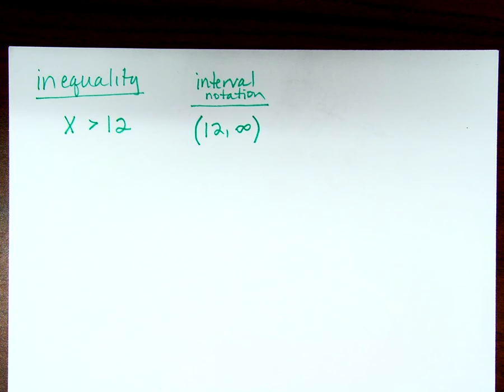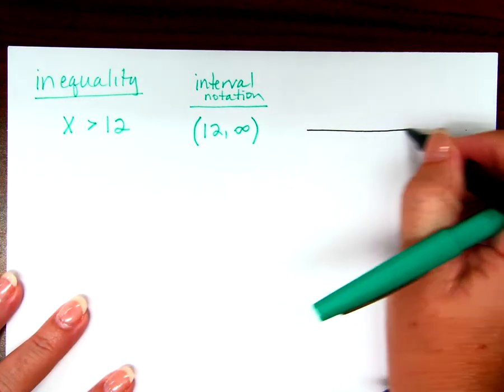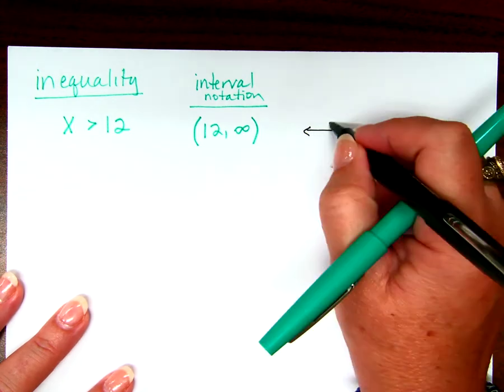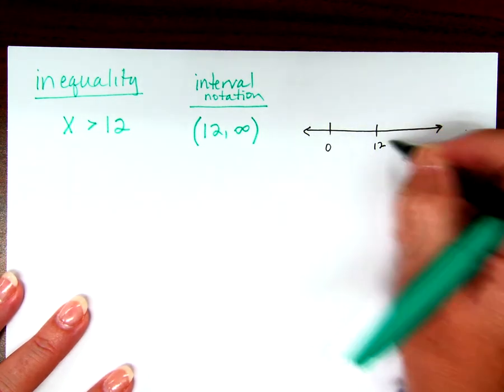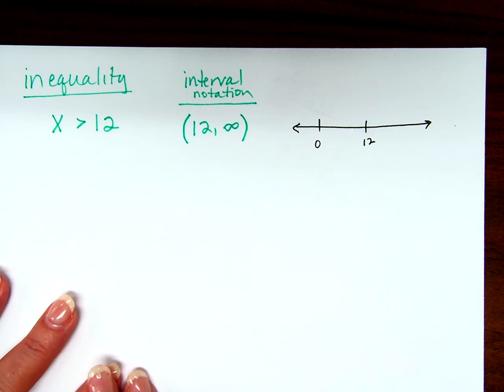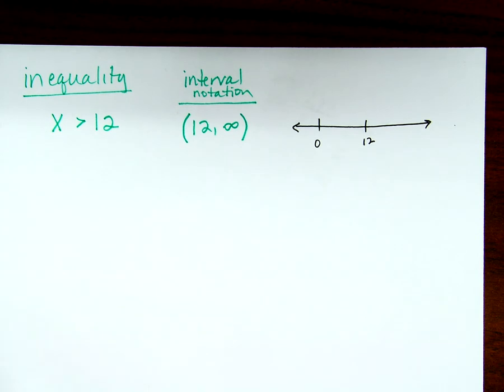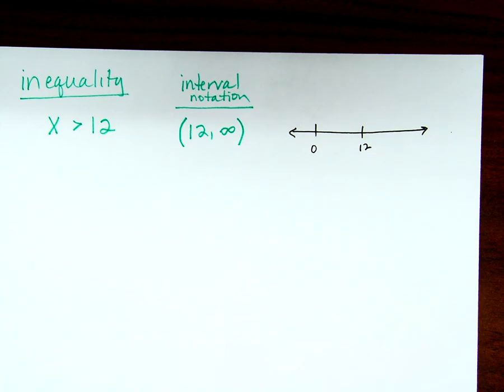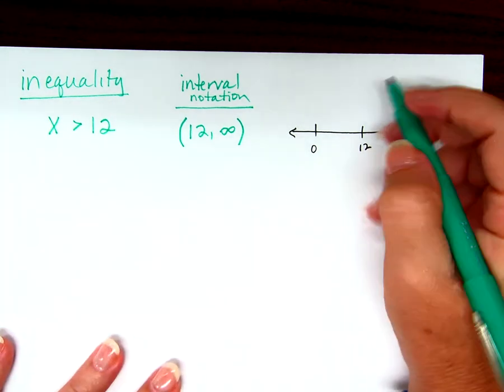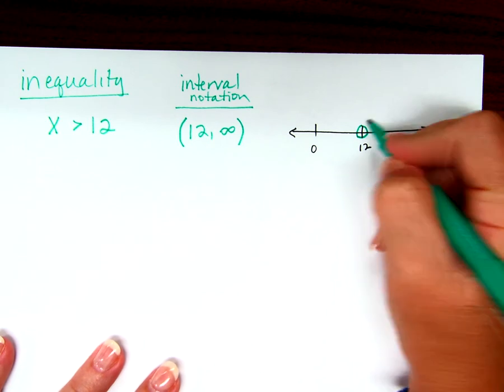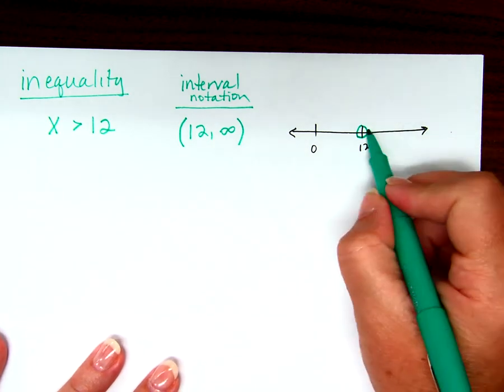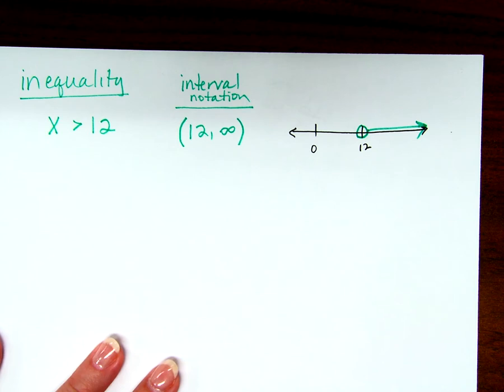Neither do I. Okay? On a graph, it would look like this. Here's 0, here's 12. I got to actually show you two ways to graph this. The way that you're used to and the way that the book sometimes does it. Okay? You ready? Which way are you used to? What goes on the 12? Open circle. And which way do I shade? To the right. Everybody okay with that one?